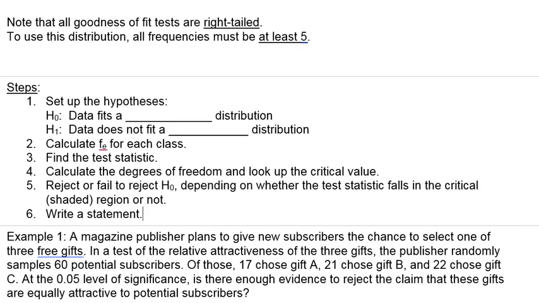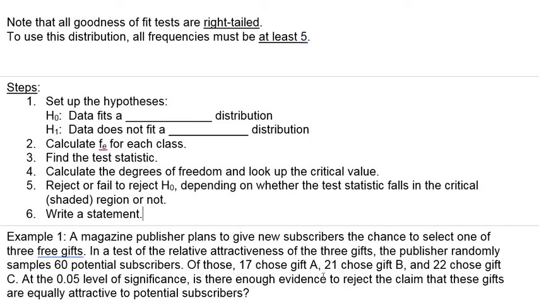So our first question here, we have a publisher wanting to give out gifts to attract new subscribers. And in order to test, are these going to be equally attractive? They take a sample of 60 subscribers. 17 of them chose gift A, 21 chose gift B, 22 chose gift C. So is this enough evidence to say that they're going to be equally attractive? In other words, if they're going to order these gifts, should they order equal numbers of them?